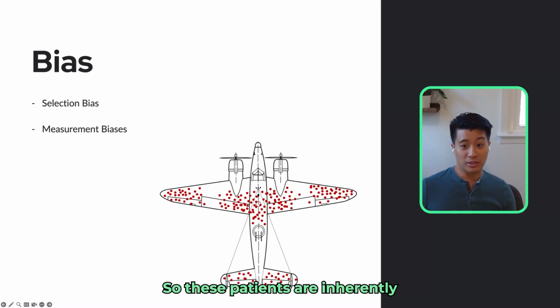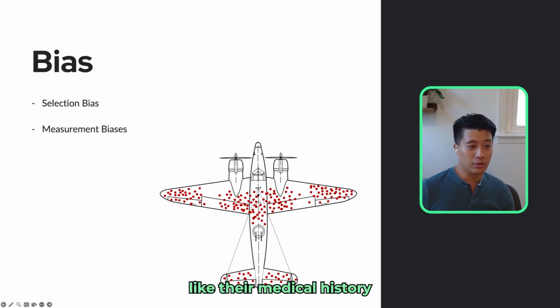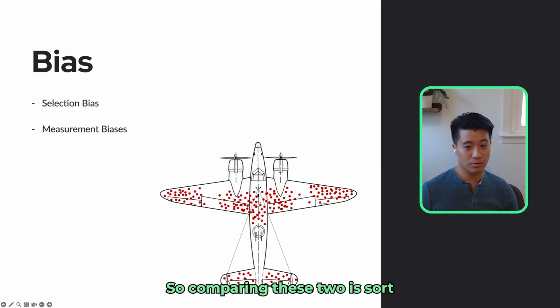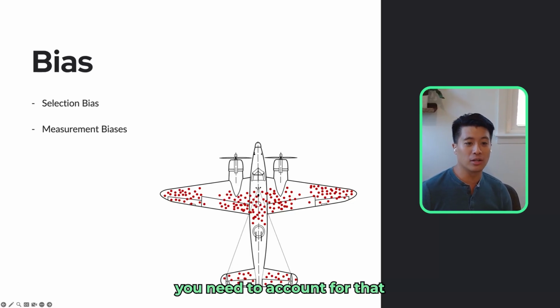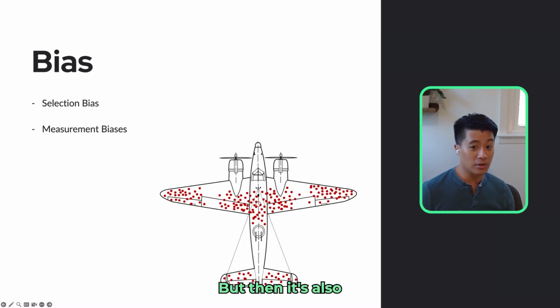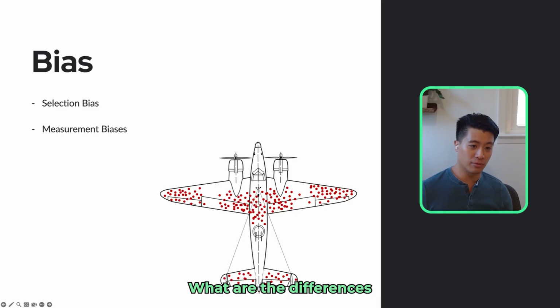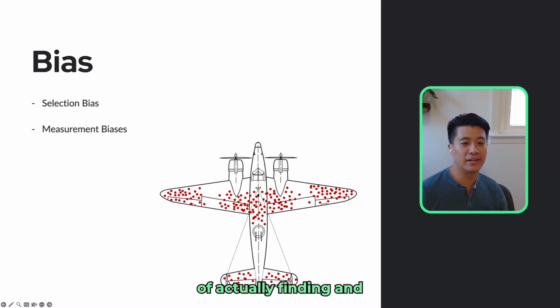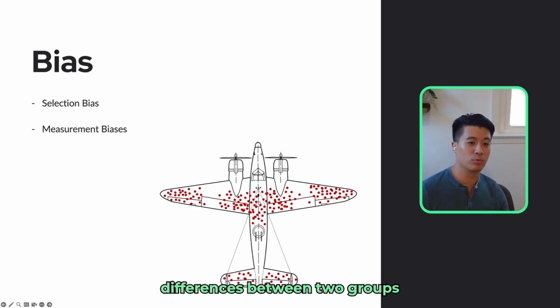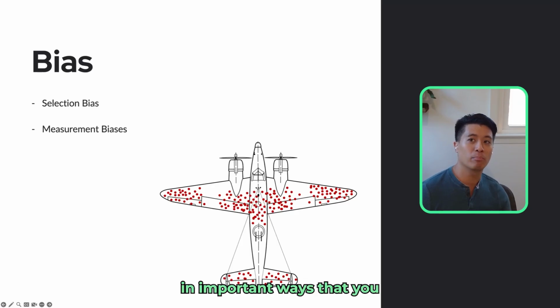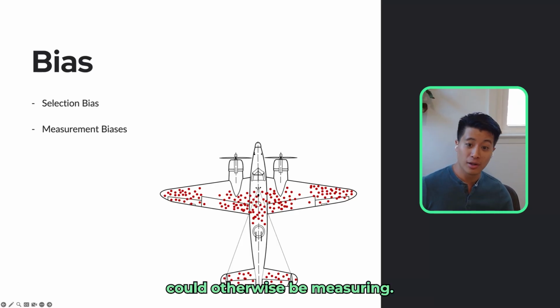So these patients are inherently going to be very, very different, like their medical history, compared to patients that aren't prescribed insulin. So comparing these two is sort of apples and oranges, and you need to account for that. There's various statistical methods that you can do to counteract that, but then it's also just good study design, thinking about which two patient populations am I comparing? What are the differences between them? How can I make them as similar as I can for the purposes of actually finding and weeding out the statistical differences between two groups that are essentially supposed to be the same, and making sure that they don't differ in important ways that you could otherwise be measuring.